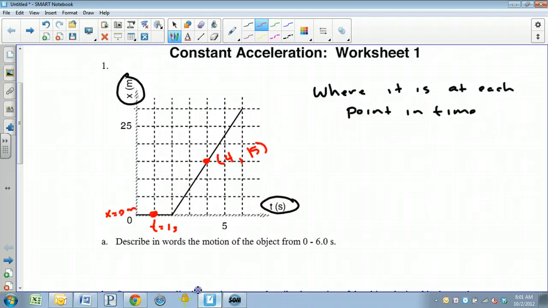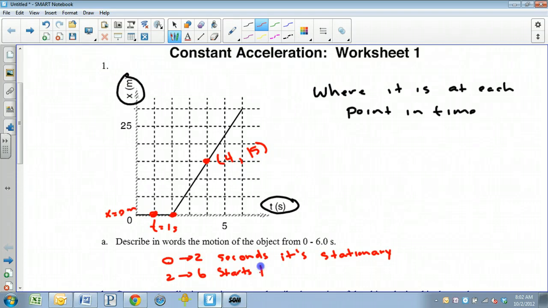So if we're describing in words the motion of the object, that means it's going to, from 0 to 2 seconds, be stationary. So from 0 to 2 seconds, it's stationary. And then from 2 to 6 seconds, what happens? Well, at 2 seconds right here, it starts to move.